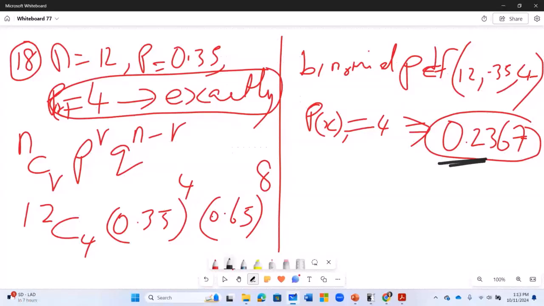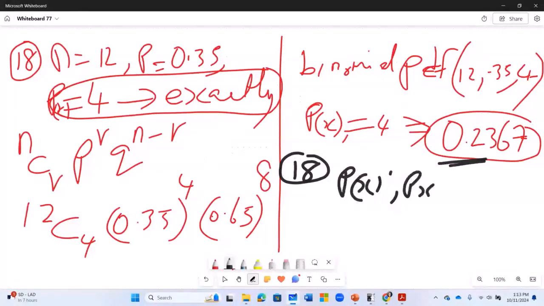The one we did before is at most probability. Okay, suppose I'm told to find at least probability. I'm actually still talking about number 18. Suppose I change the question to: find P of X such that the probability of X is greater than or equal to 4.